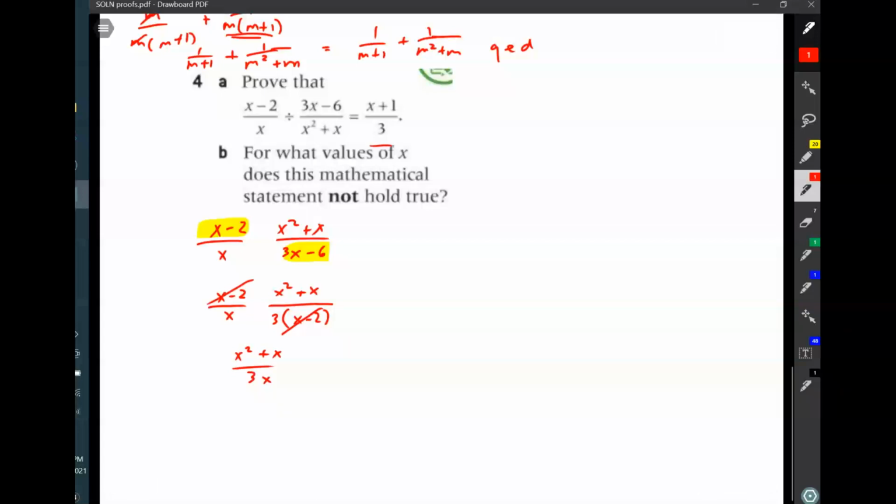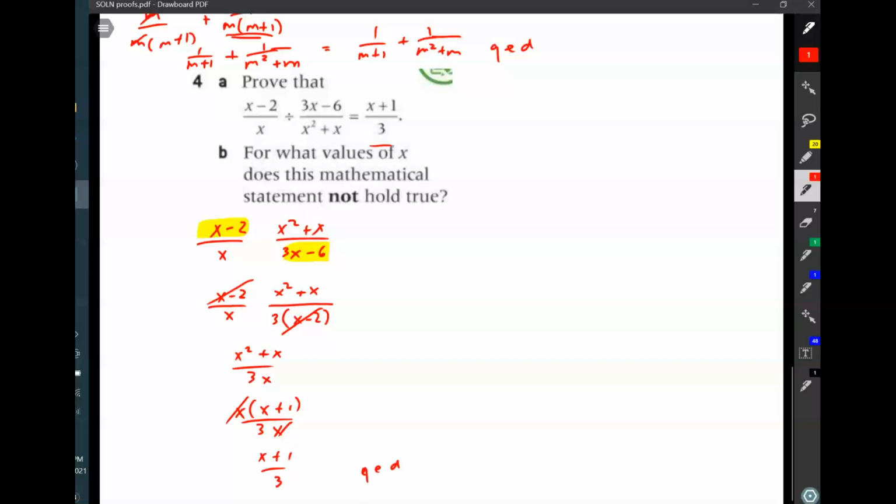Just have an x less on top and bottom. Look, we can factor x out of the top. And now the x's cancel. So now we have x plus 1 over 3. And we've proven what we wanted to, right? Just one thing to be careful of. For what values of x does this mathematical statement not hold true?